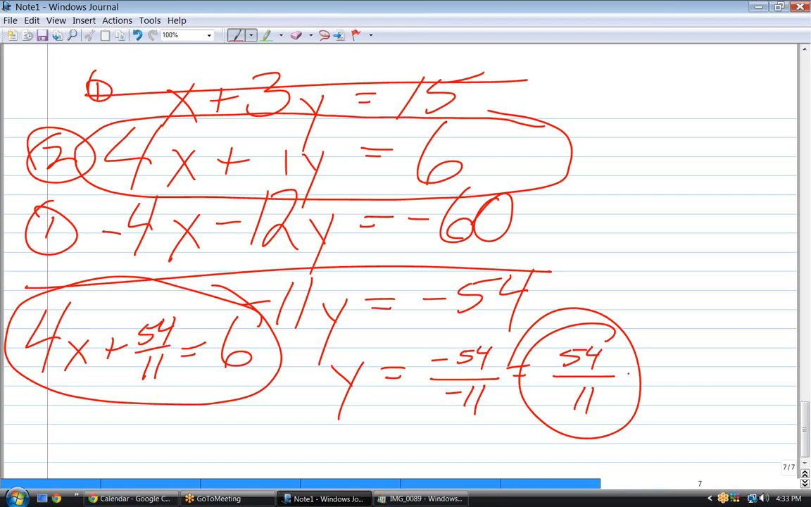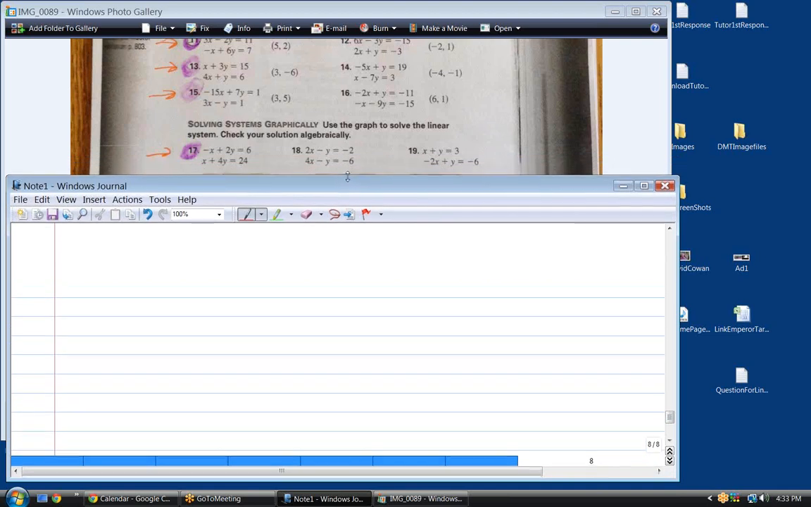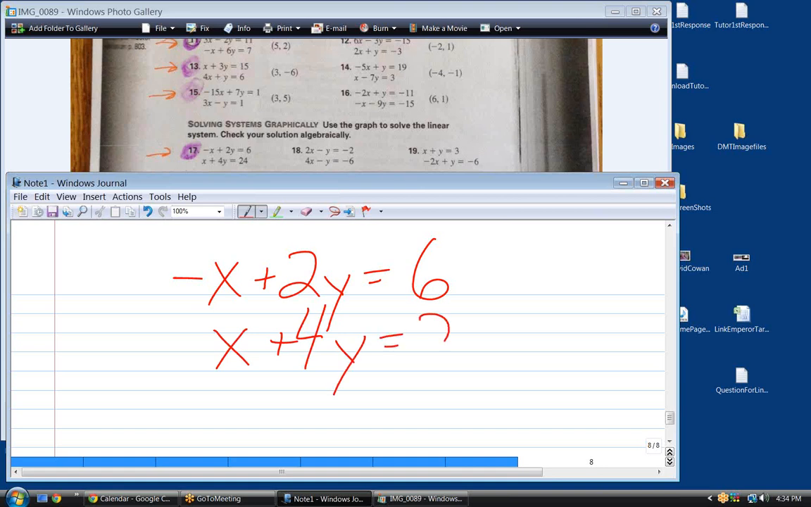Okay? You're noticing the pattern here? Okay. Let's look at 14. Notice you just have to do the odds? Well, let's stick with the odds for the moment. However, it says use the graph to solve it. Let's talk about that for a moment.